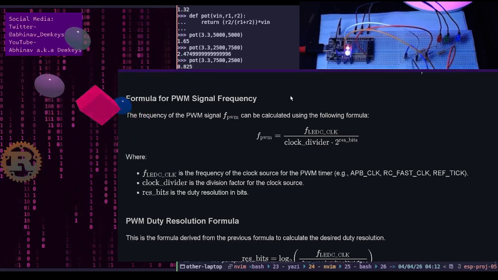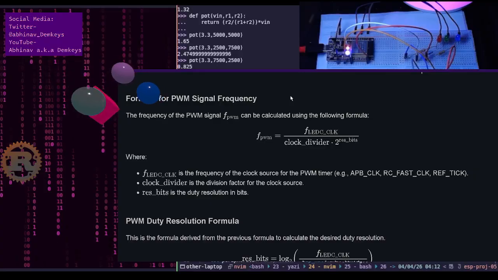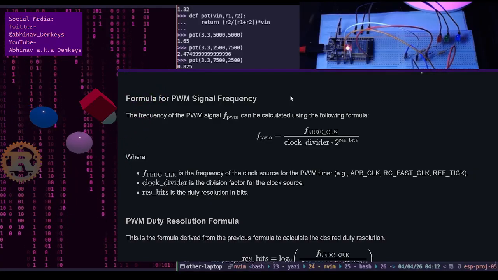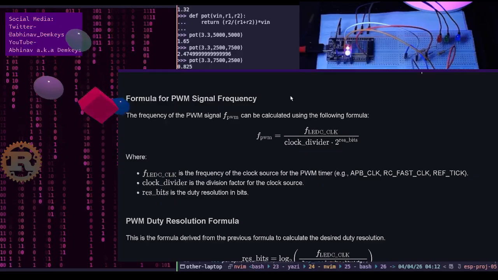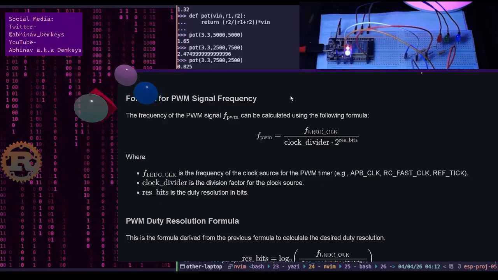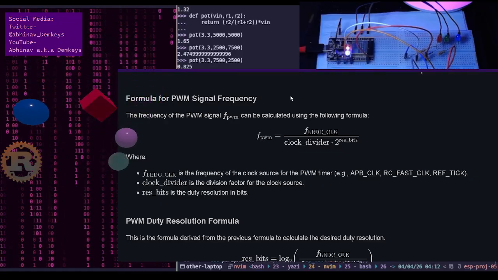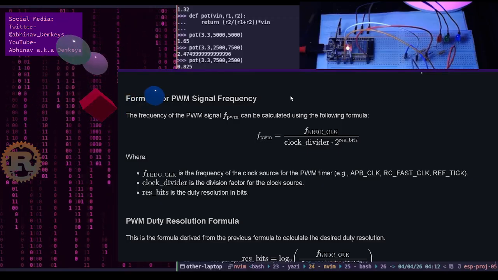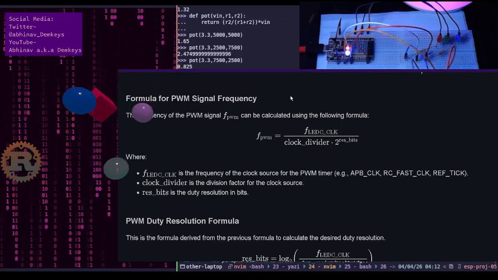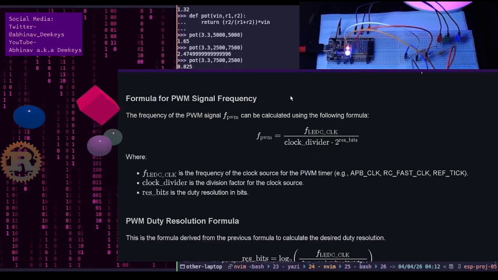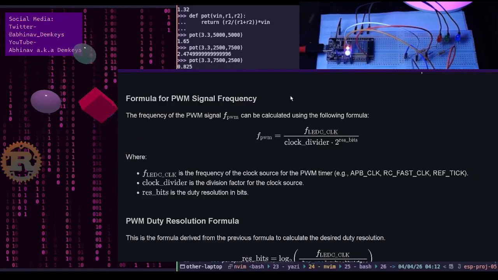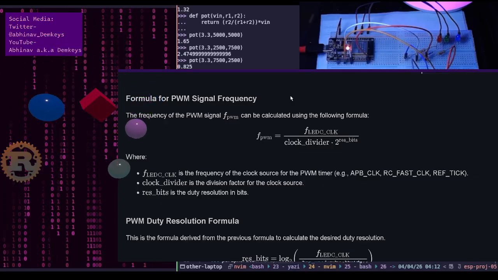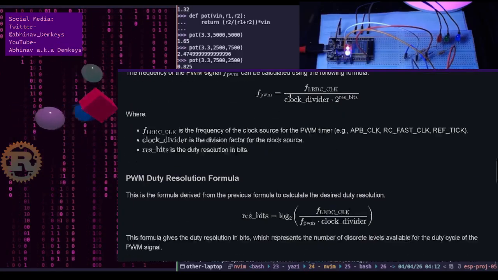What is clock divider going to be? Clock divider is the division factor for the clock source. What is clock supposed to be? Clock is the frequency of the clock source for the PWM timer. See, I'm confused here. Resolution in bits is the duty resolution in bits. That's fine. But yeah, I'm confused about this.